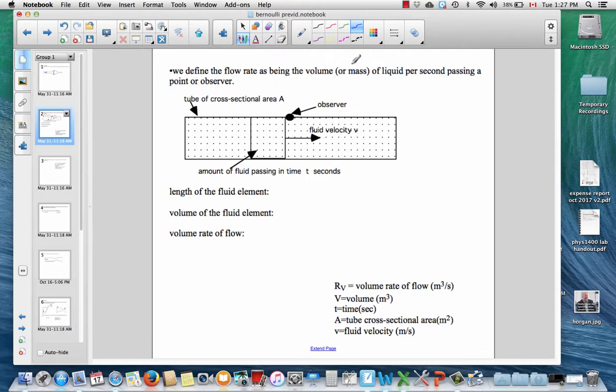So rate of flow is the amount of fluid each second, so let's consider the fluid that's going to pass a point in a second. Now, if that fluid is moving at speed v, then the length L of this little element of fluid here will just equal the speed times the time t.